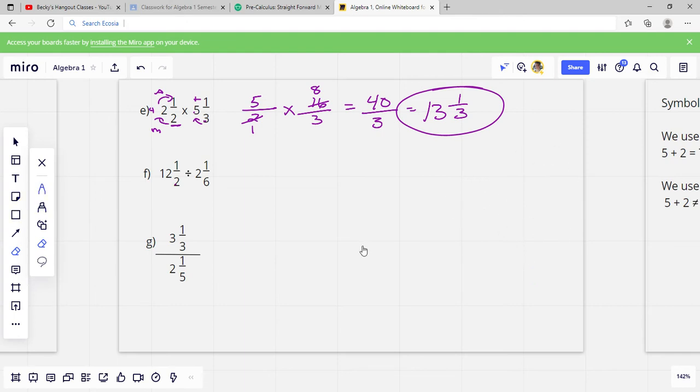Okay, we have another one that's mixed numbers, but this one's dividing, which means that we're going to have to flip that second fraction. First, we have to turn it into improper fractions instead of mixed numbers. So 2 times 12 would be 24, plus 1 would be 25 over 2. Okay, 2 times 6 is 12, plus 1 is 13 over 6. It's still divided. Now we're going to flip and multiply. So we're going to write 25 over 2 times 6 over 13.